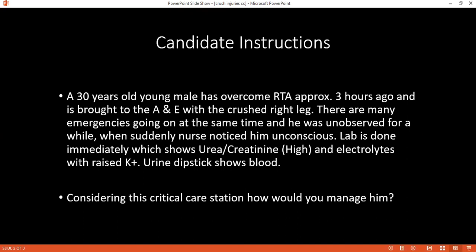What else do you expect to find in the urine? Positive myoglobin in the urine, as I mentioned. What is myoglobin? Myoglobin is an oxygen-binding protein that is present in the muscle. It's a pigment found in the cardiac and skeletal muscles.